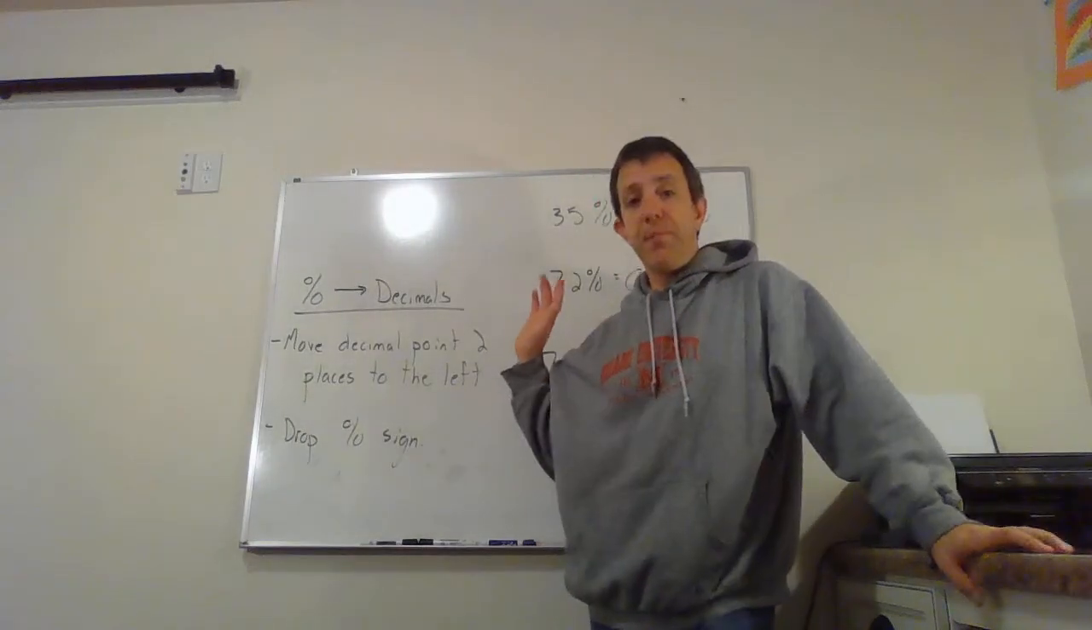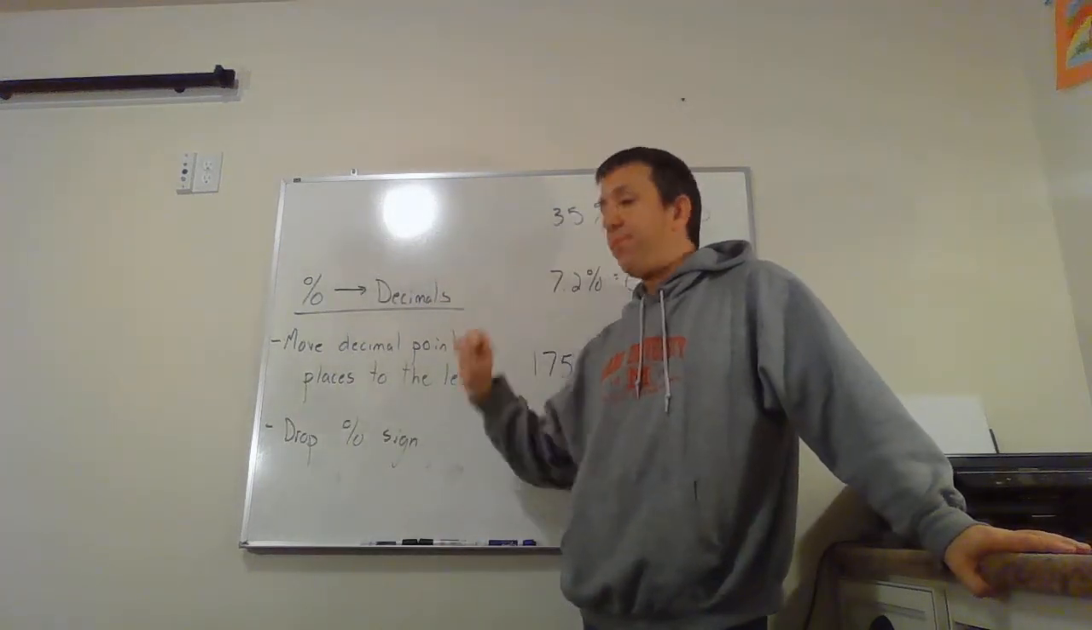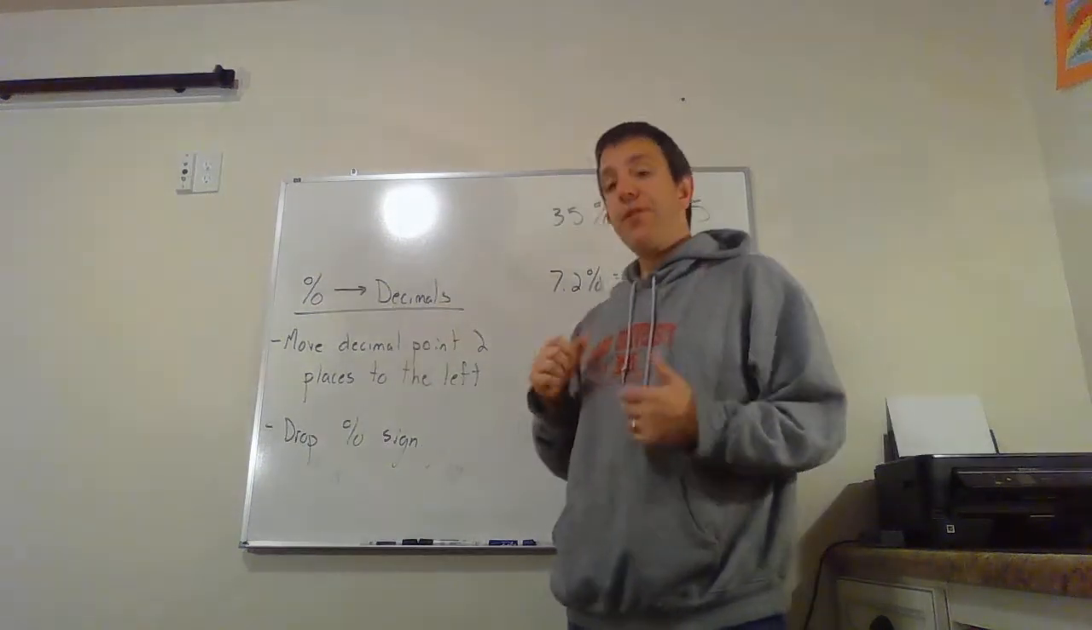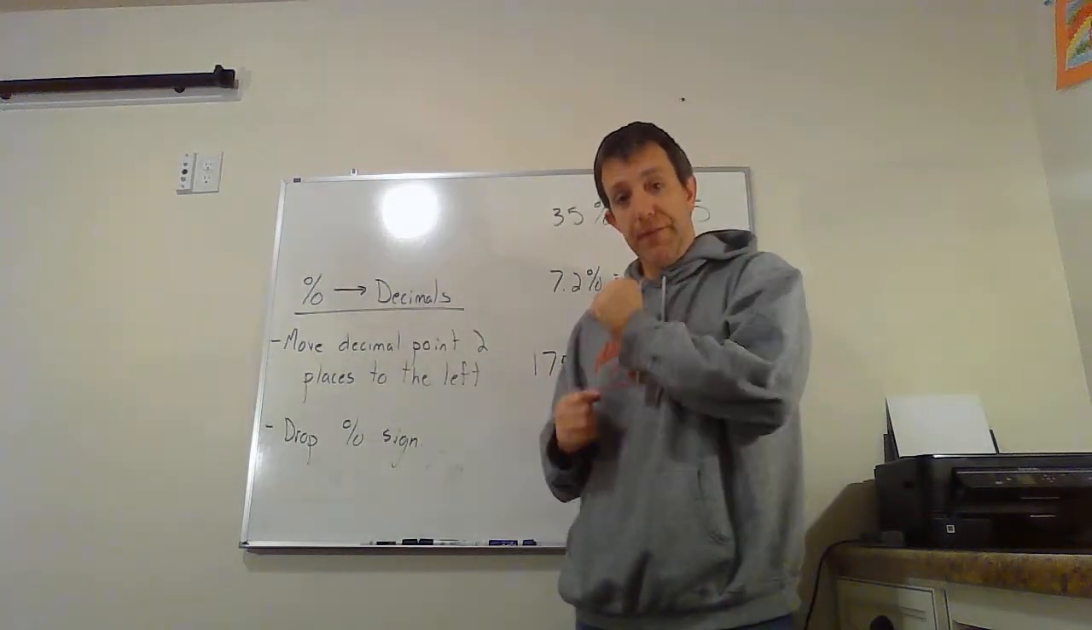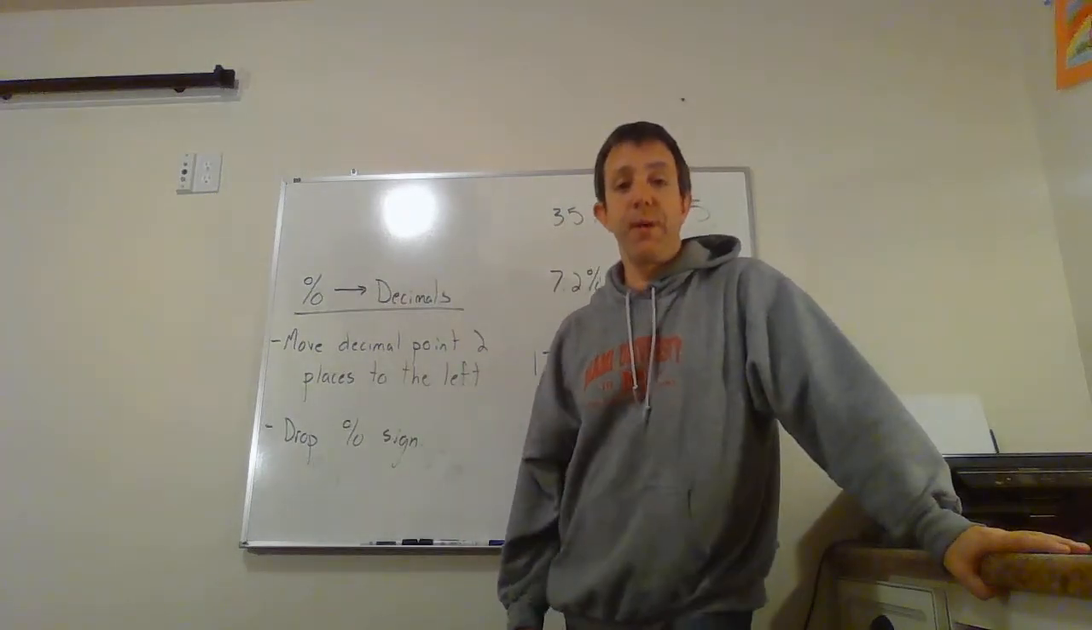All right, so next up, we're going to look at changing percents to decimals. To change a percent into a decimal, all we're going to do is find the decimal point and move it 2 places to the left. After that, the only other thing you have to do is drop the percent sign.